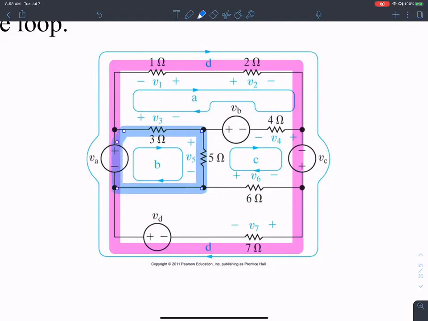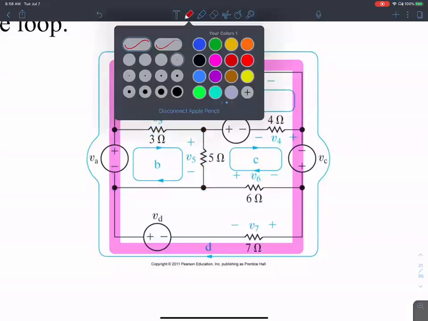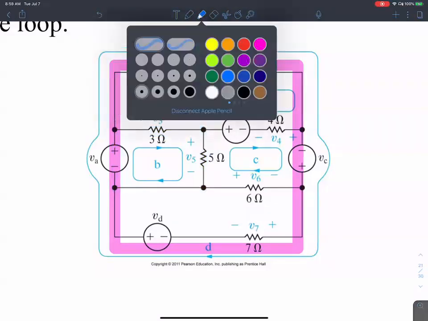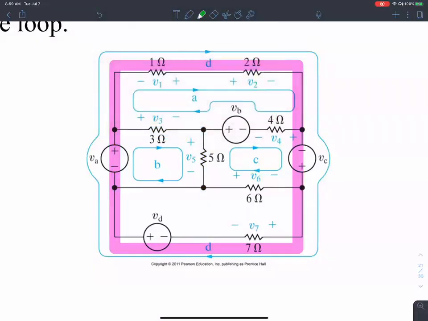That's a closed path. In other words, any closed path is a path that begins at a node. For example, let's say I want to begin at this node, go around, and come back and end at the same node. I'll give you an example here. Let's pick a different color. Beginning at that node, right there, I'm going to traverse a path and end at the same node. That's a closed path.